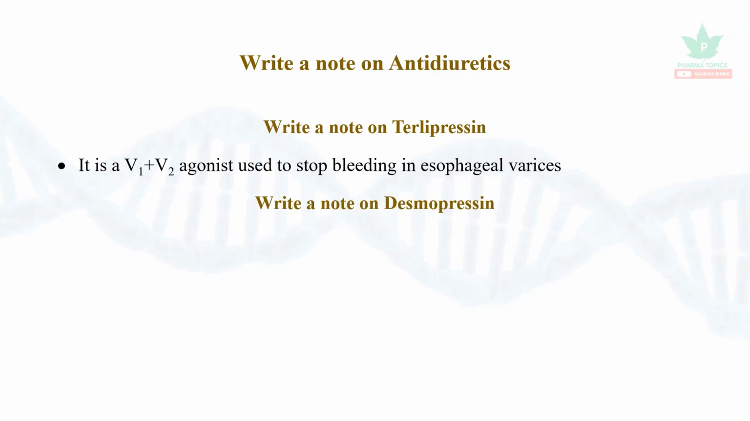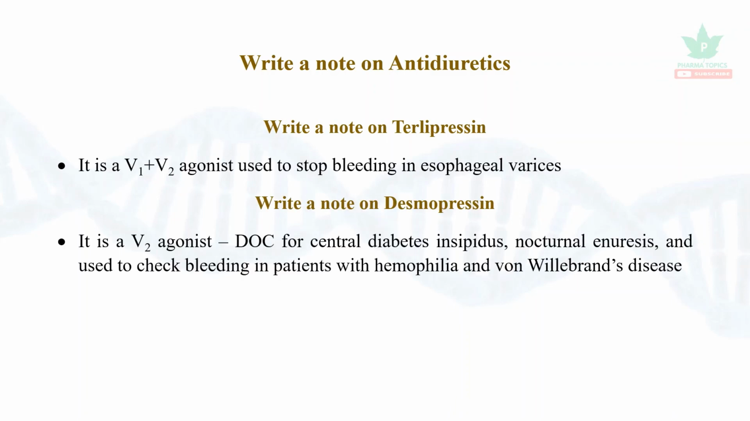Next is desmopressin. It is a V2 agonist. It's the drug of choice for central diabetes insipidus and nocturnal enuresis. For nephrogenic diabetes insipidus, the drug of choice is thiazide diuretics. So for central diabetes insipidus, it is desmopressin. It's used for nocturnal enuresis and to check bleeding in patients with hemophilia and von Willebrand disease.